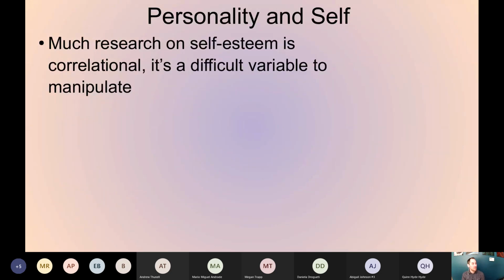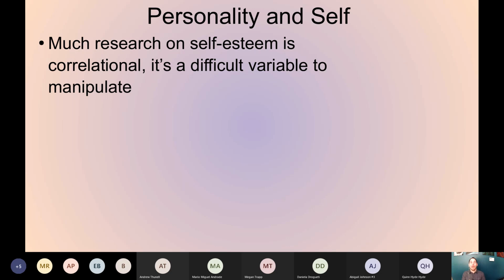But with this being said, most of the research in self-esteem is correlational. And as we've talked about in the past, correlation doesn't equal causation. So hopefully when I say that, you remember some of the examples we've given in the past. Ice cream sales and violent crime, for example, that's correlated, but there's not a causal relationship there. So self-esteem itself is a really difficult variable to manipulate.